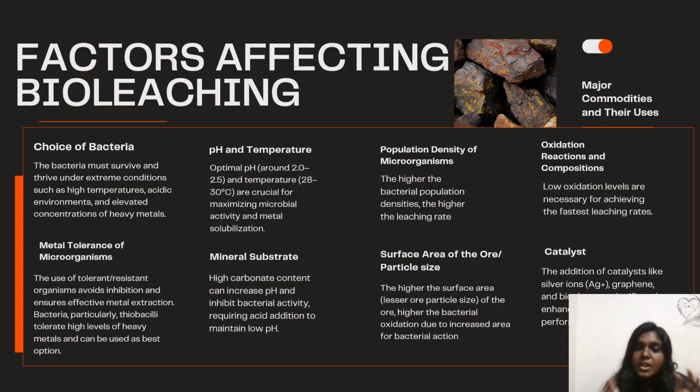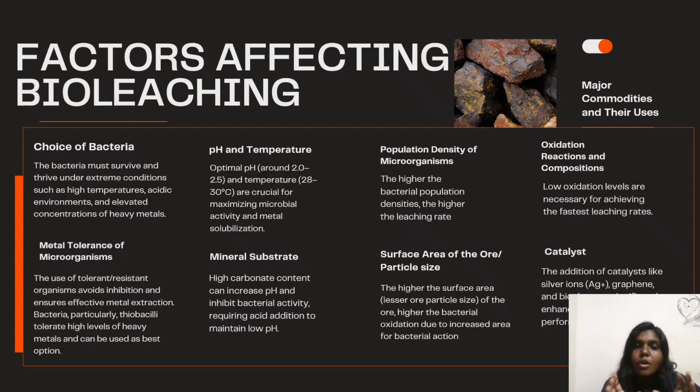So we have to choose a bacteria like Acidithiobacillus thiooxidans, Acidithiobacillus ferrooxidans, these kinds of extremophilic bacteria that can thrive in extreme conditions and extreme temperatures, so that they can be used to extract these metals. And the pH and temperature should be checked. The pH should be around 2 to 2.5, and the temperature should be around 28 to 30 degrees, and that is crucial for maximizing the microbial activity and metal solubilization.